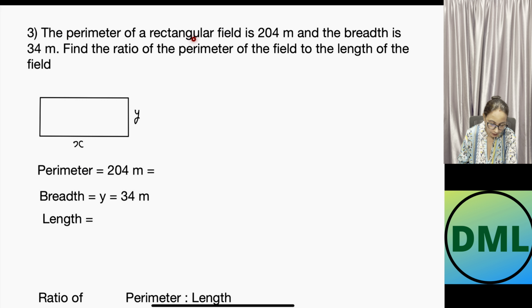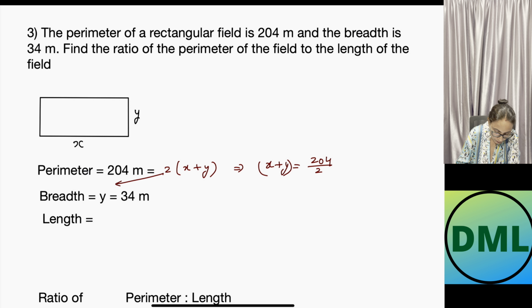The perimeter of the rectangular field. So this is your rectangular field with length x and breadth y. What is the perimeter of the rectangle? Perimeter of the rectangle is 2 times of length plus breadth. This will give you x plus y is equal to 204 divided by 2. We can divide this 2 on this side.